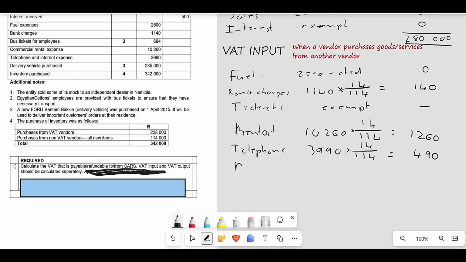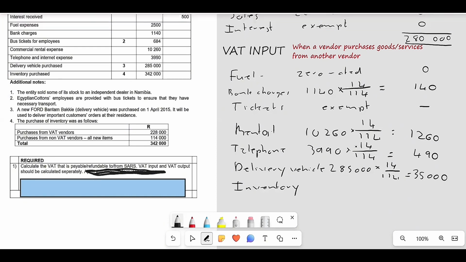Then the delivery vehicle purchased. A delivery vehicle purchased is a standard rated supply since it is not a passenger vehicle, right? Therefore, it would have VAT consequences. So it is 285,000 times 14 over 114. Therefore, it gives you an amount of 35,000. Next, inventory purchased, right?